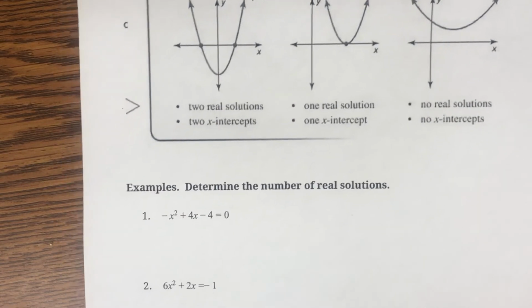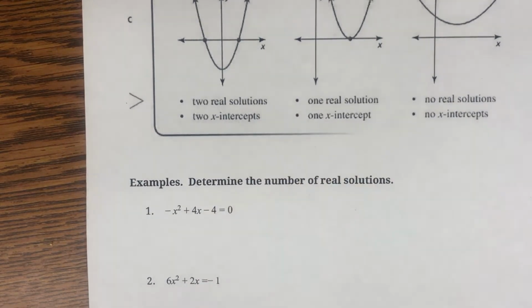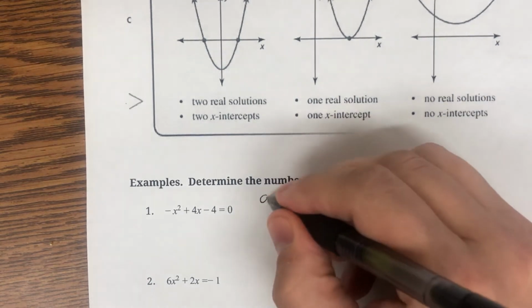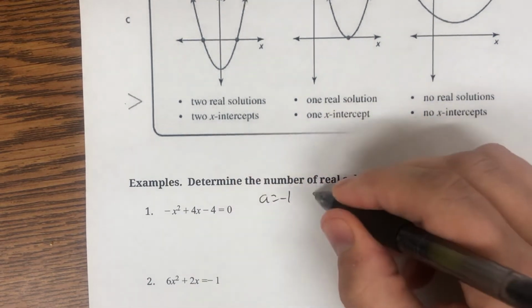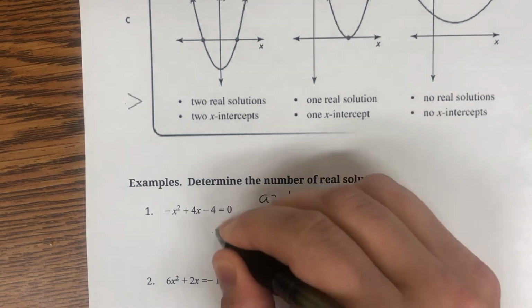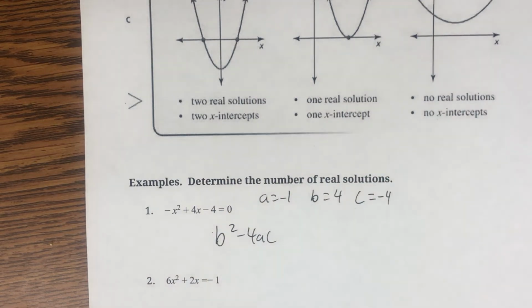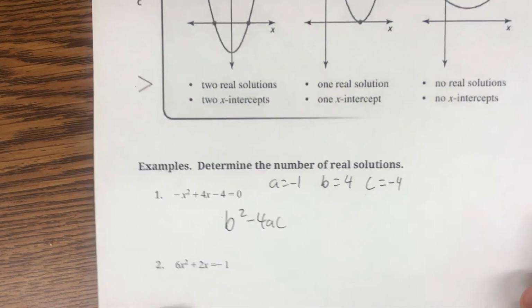So our first example says negative x squared plus 4x minus 4. It's already in standard form. So a is equal to negative 1, b is 4, and c is negative 4. We just need to do b squared minus 4ac to see how many solutions it has. We aren't going to solve it.